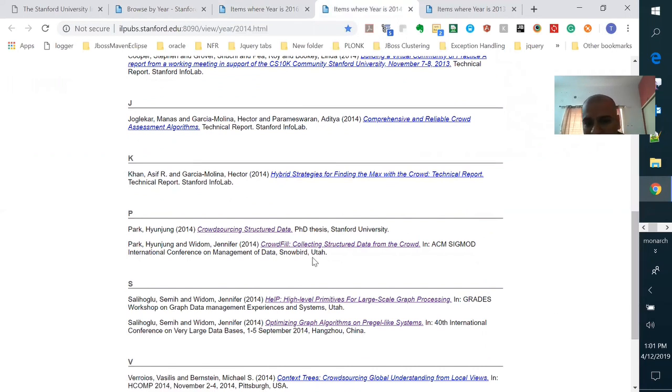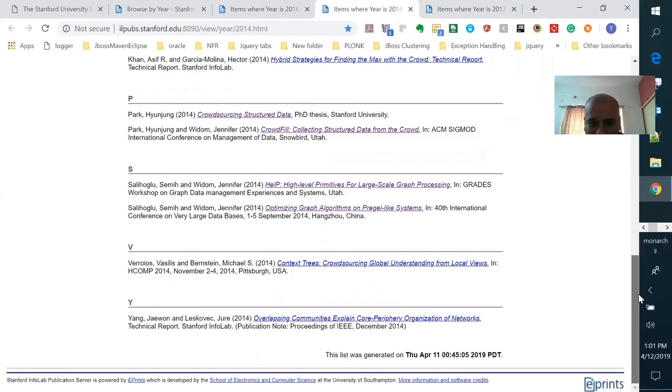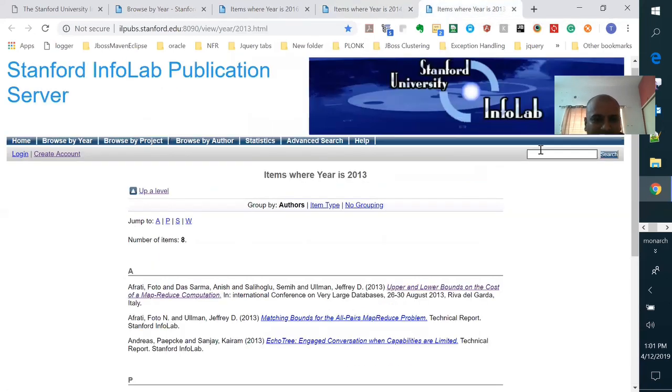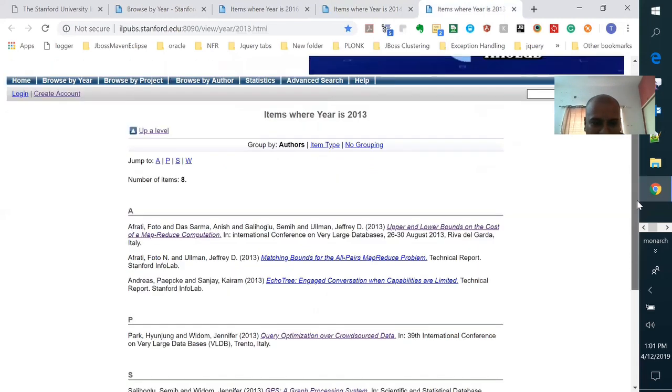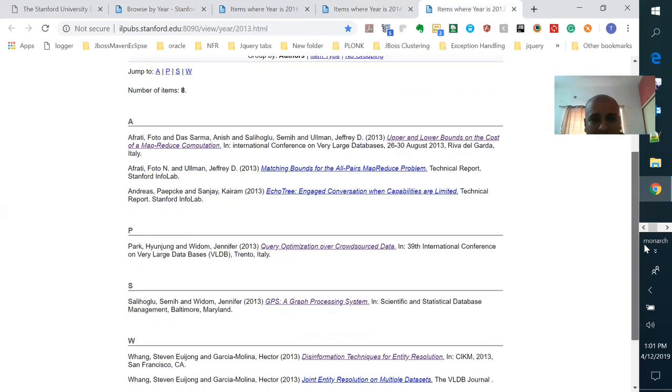data, collecting structured data from the crowd; optimizing graph algorithms and Fregal that we discussed; context trees, crowdsourcing global understanding from local views; query optimization over crowdsourced data; GPS, a graph processing system that we discussed.